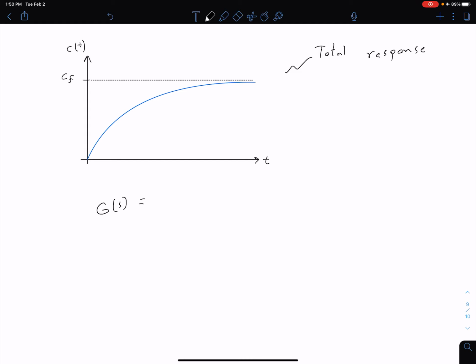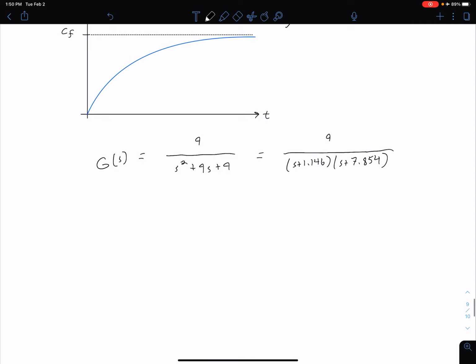So G(s) equals 9 divided by s squared plus 9s plus 9. This is in that general form we had, with our b divided by s squared plus as plus b. In this case, a and b are both equal to 9. So we can factor out those two poles in the denominator, and we get that this is 9 divided by (s plus 1.146) times (s plus 7.854). And so we see we have two real poles. That's going to be true for our overdamped response. So we have two real poles.